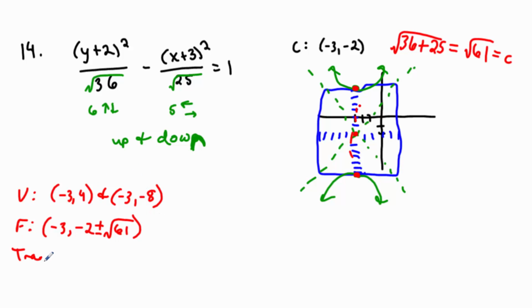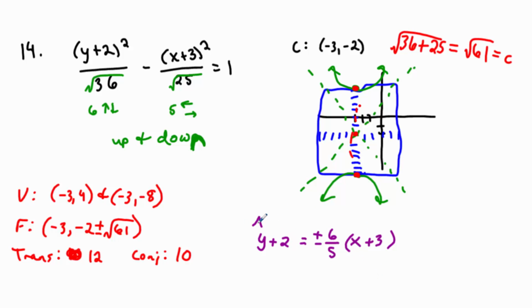Our transverse axis is the one between our vertices, between our hyperbola, which is 12, and our conjugate axis is the other one, which is 10. Our asymptotes, again, we want to do this using point-slope. We know that the slope here is up 6 and right 5 for our positive, down 6, right 5 for our negative. So that's positive and negative 6/5. And then we're going to pick our center point to use, which is going to let us write this as one equation instead of two. So I'm going to have x plus 3 and then y plus 2. That's my asymptotes.